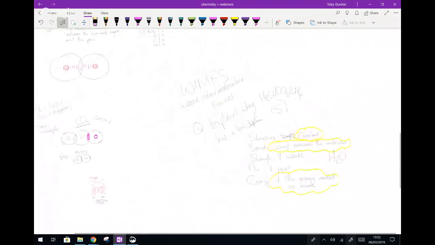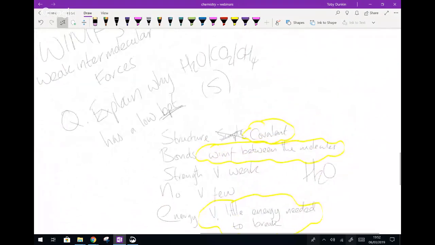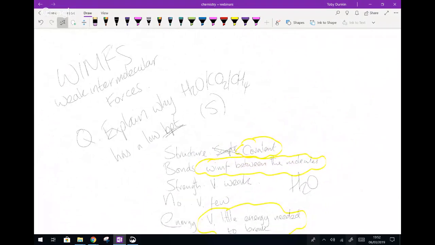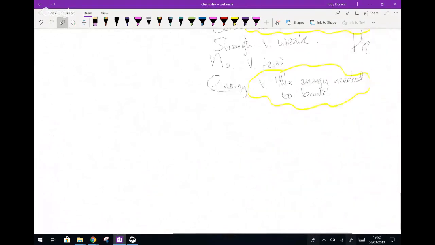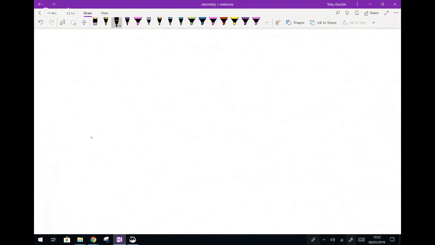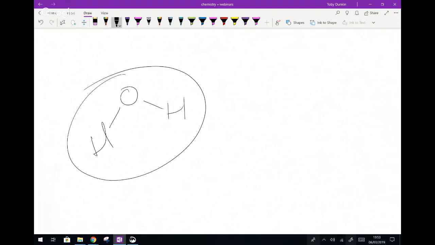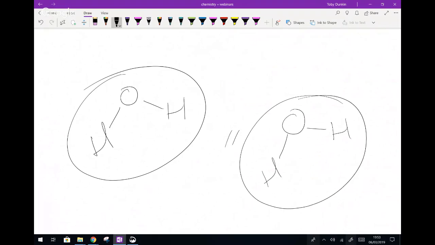You'll get it all. So, the bullet points are great, aren't they? But I don't like words. I like pictures. Pictures are what I keep in my head. Here's water. And here's a molecule. And here's another water, which is a molecule. And between them, there are weak intermolecular forces. So within the molecules, we've got covalence, but between them, we've got WIMPs.